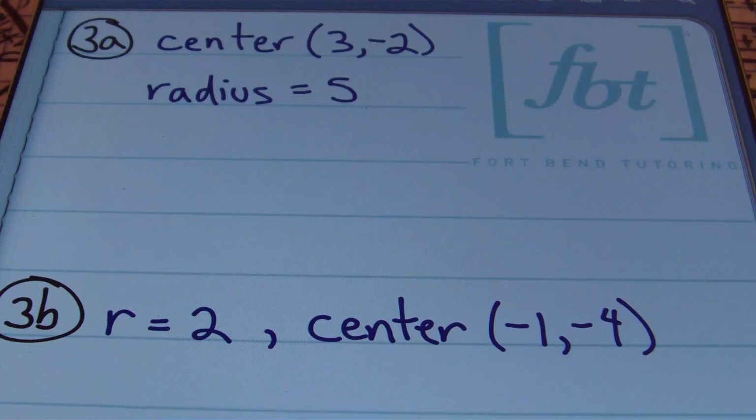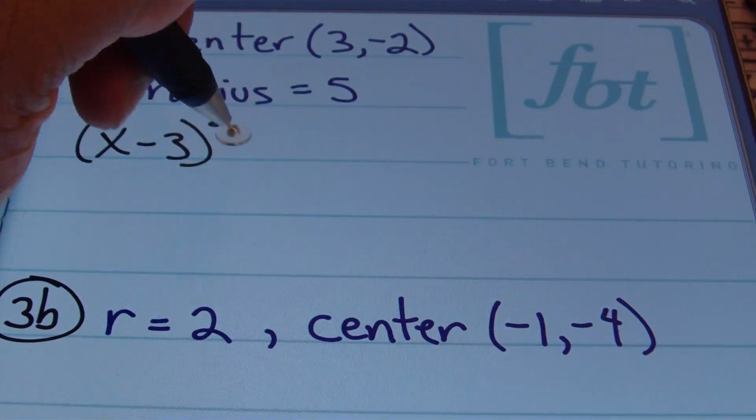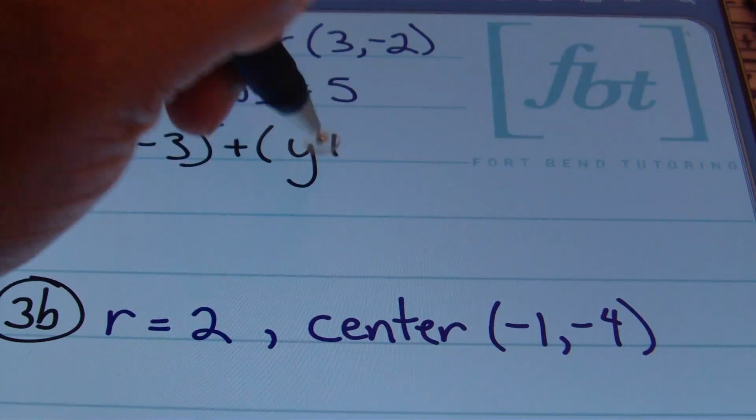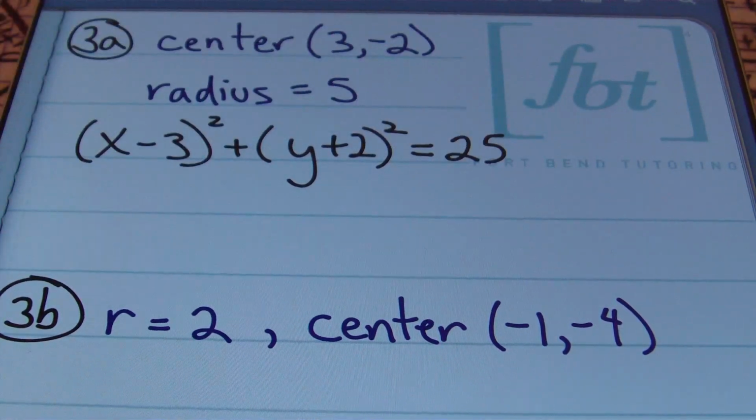All right. In problem number 3, what we'll be doing from this point on is writing the center radius form of our equation for a circle given the following information. If they give me a center point of (3, -2) with a radius of 5 and they ask me for the center radius form, I can then write my center radius form like so. It'll be (x - 3)² + (y + 2)² = 25. And that's it.